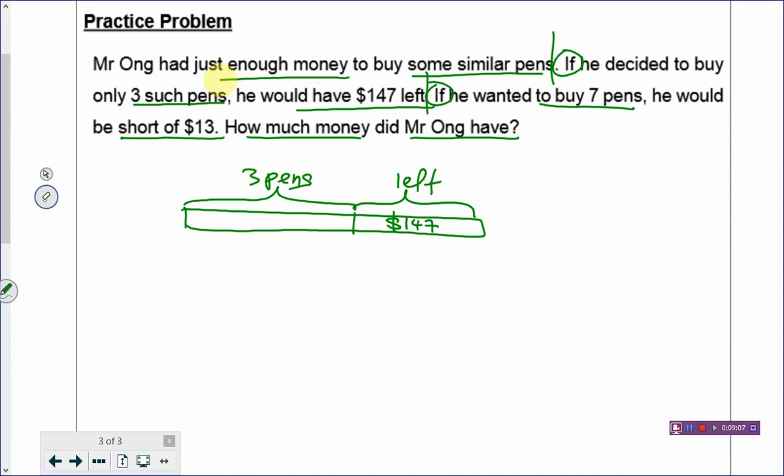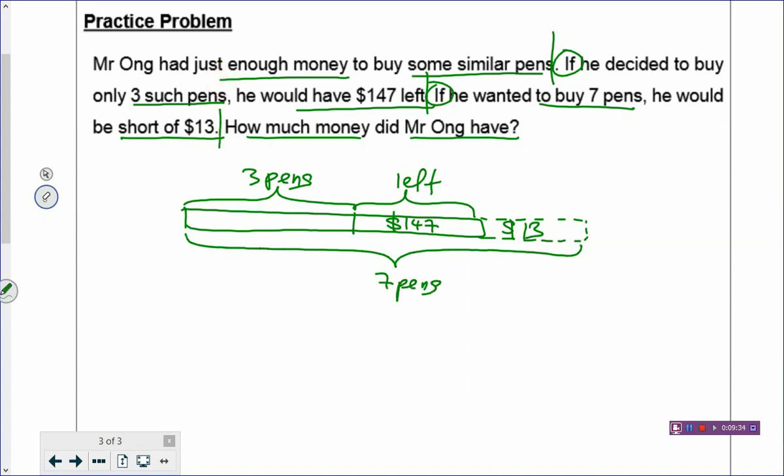If he wanted to buy 7 pens, he will be short of $13. So he doesn't have enough money. So it means that the dotted box, with this $13 more, he can use all the money, including the $13, to buy 7 pens. You can see it is quite easy to draw once you understand what is excess and what is shortage.